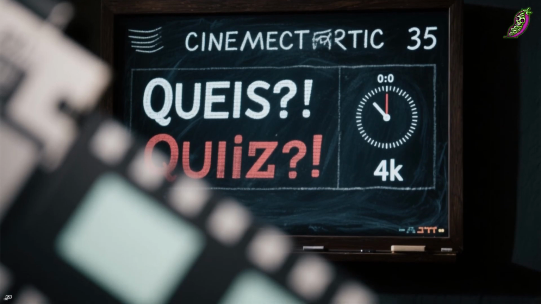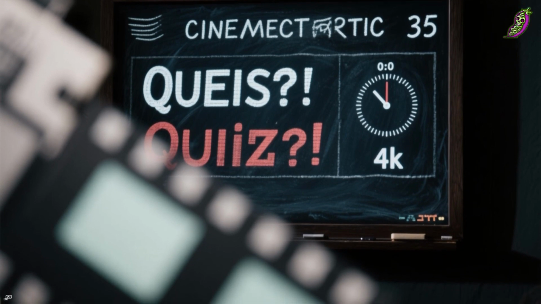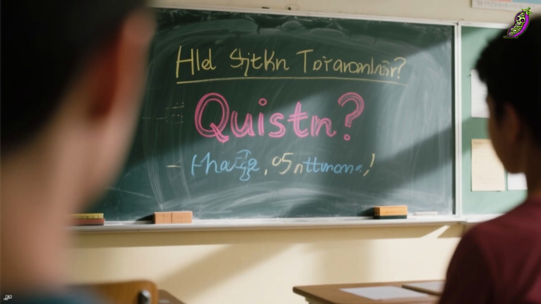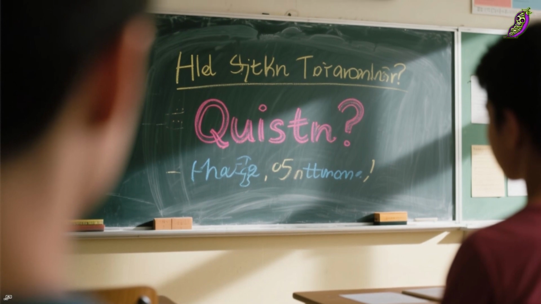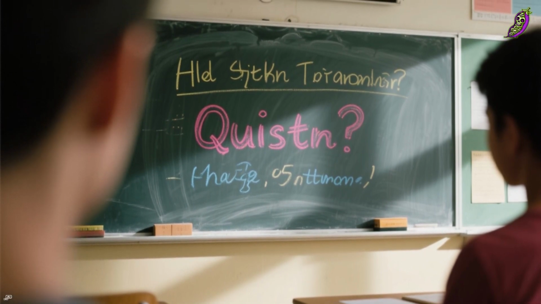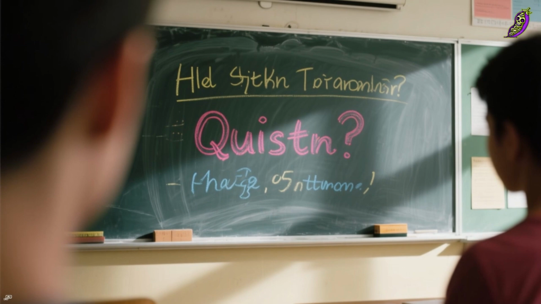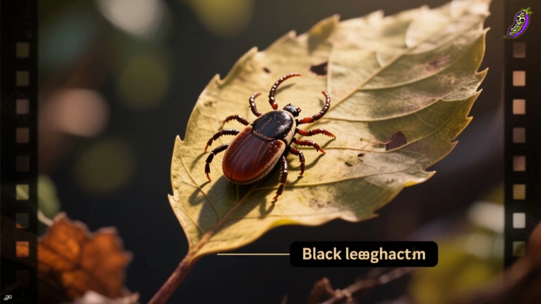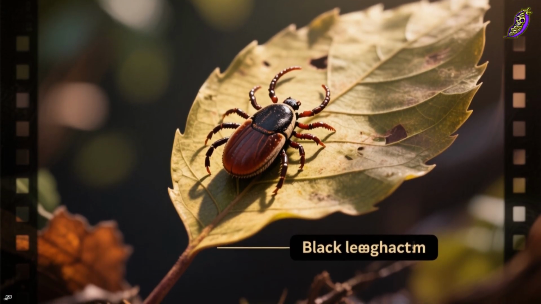First question, what type of bacteria causes Lyme disease? The correct answer is Borrelia burgdorferi. Next question. What type of tick is responsible for transmitting Lyme disease to humans? The answer is the deer tick, also known as the blackleg tick.